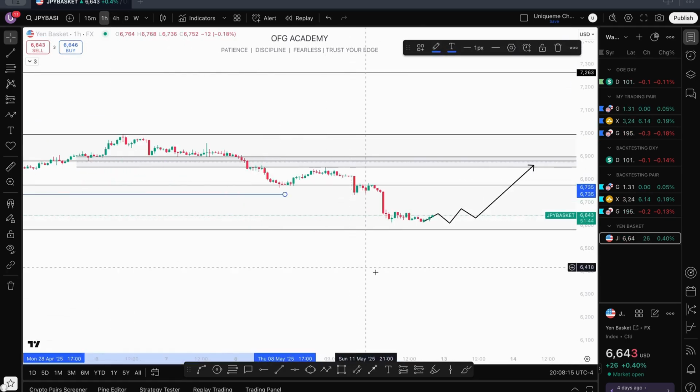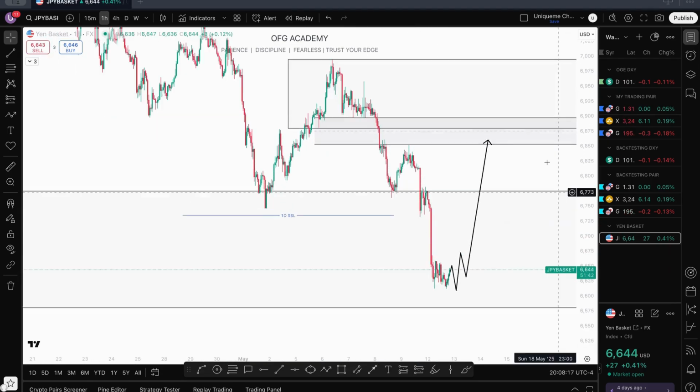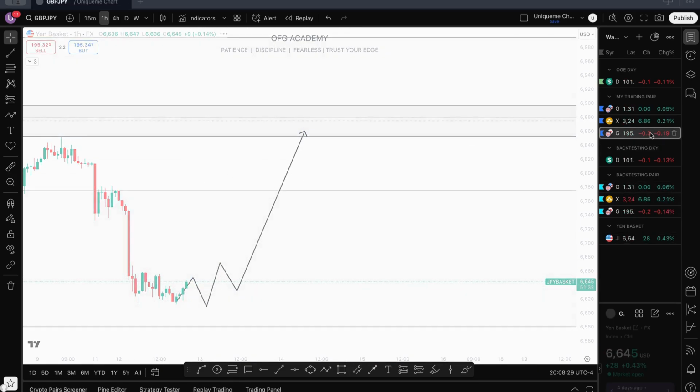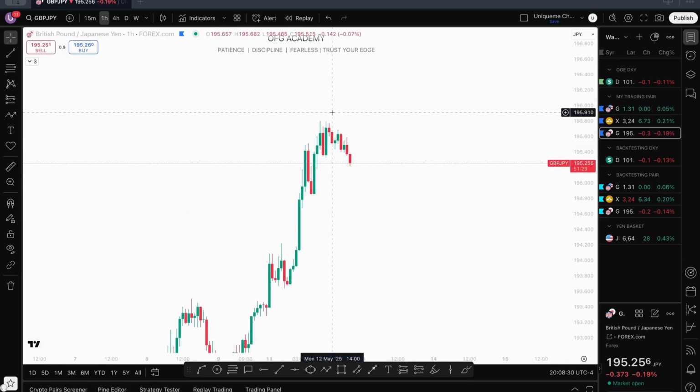If I come down to 1 hour, on 1 hour I'm just going to counter trade. I'm expecting price to do this, come down here, go up, and if price dips, that means on the JPY pair, GBP JPY pair, I'm going to sell. I'm going to start looking for sells.